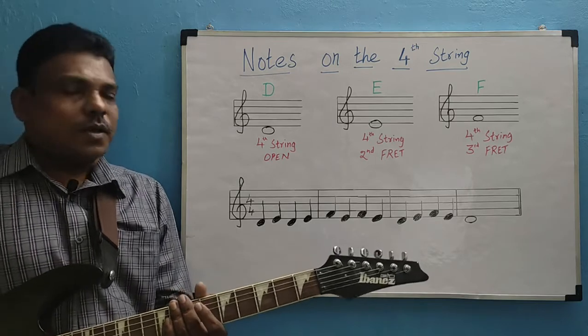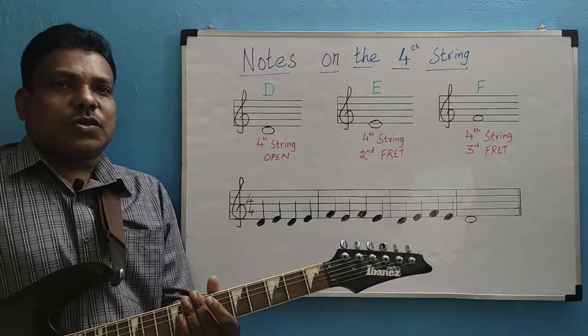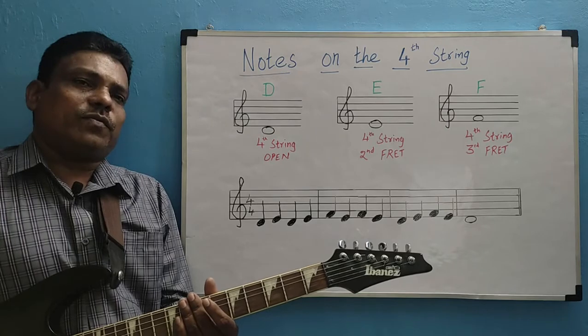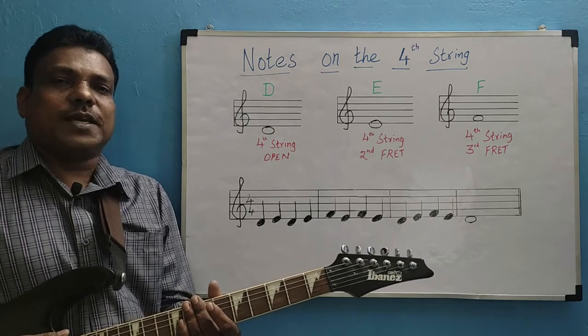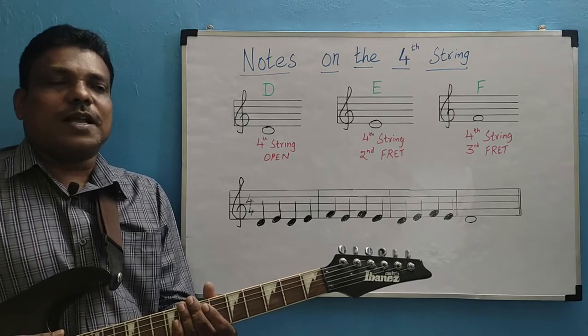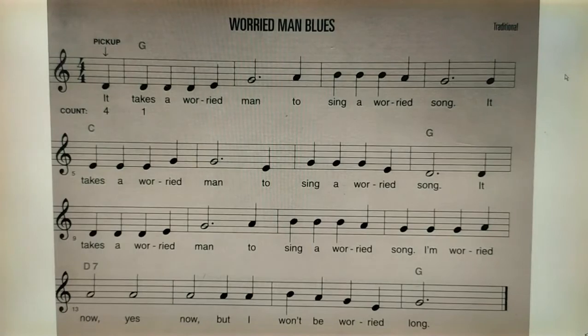So now we'll add this note in a song and we'll play and check. Name of the song is Worried Man Blues. It is a famous traditional song. Before playing the song, let's see what all notes are used for this song and how it is composed.